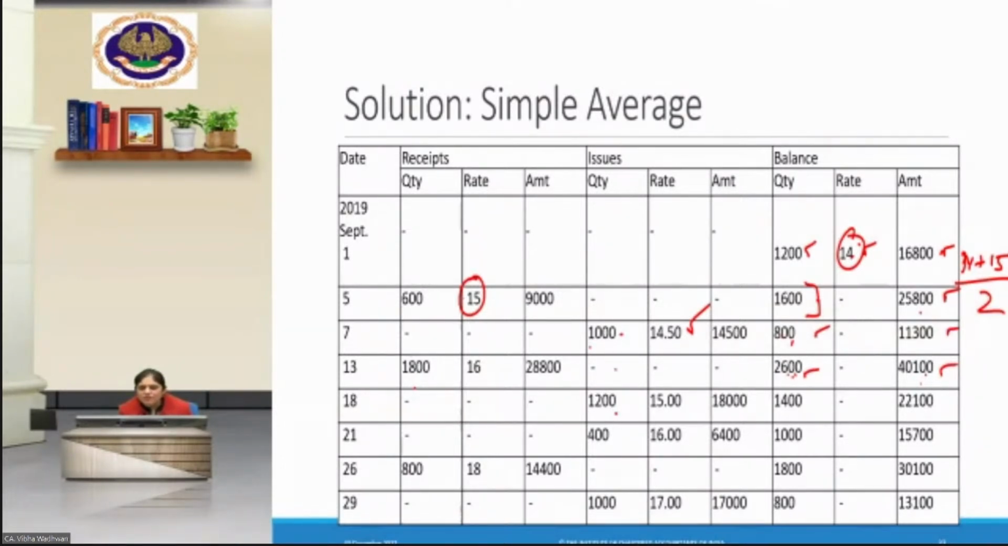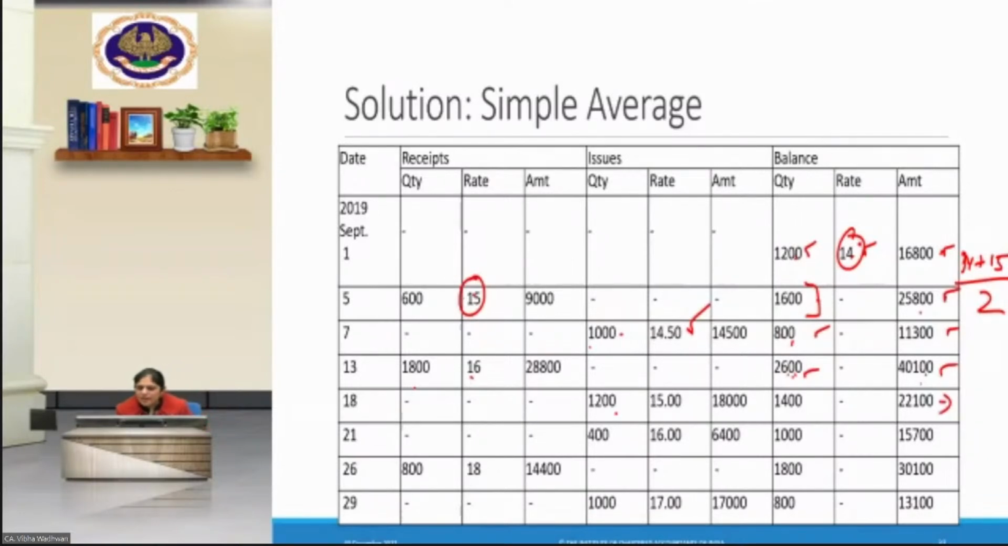So 1,200 units we have to take, and now we have to see which lots are available. Clear? So here we can take the FIFO method. 1,000 was issued, which means this lot is also still available. Now there are 3 lots, 14, 15 and 16. So you have to take the average of the 3 lots. So 3 lots are now available.